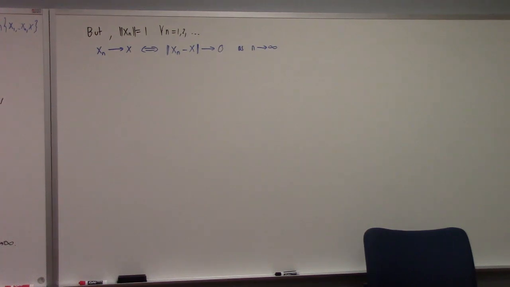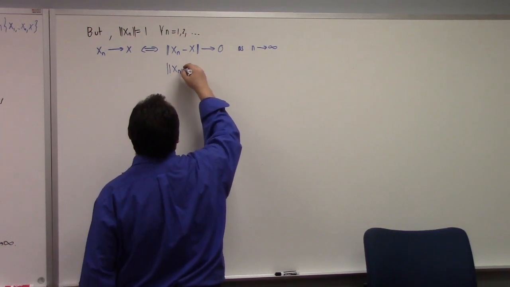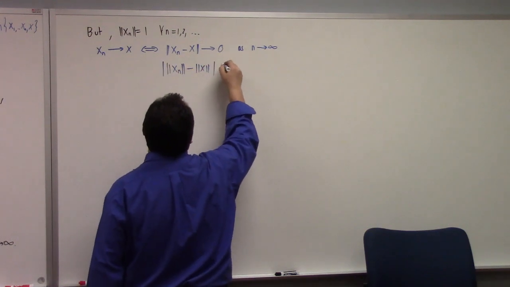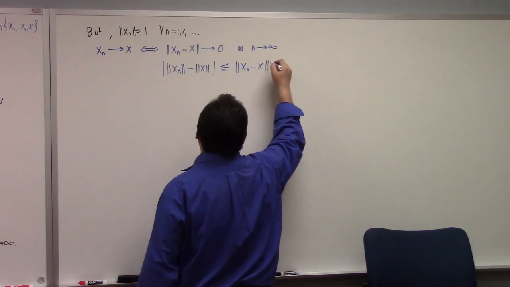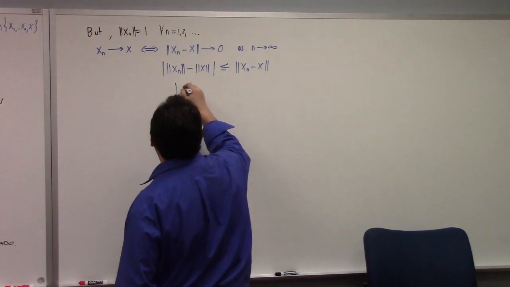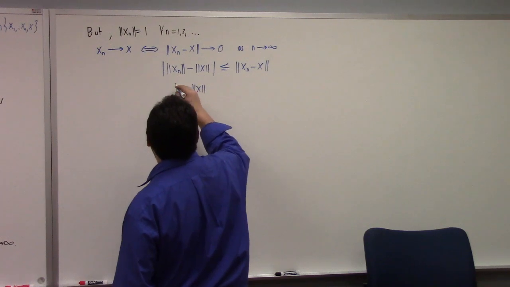What I'm saying is that if you use the triangle inequality, you get the norm of xn minus the norm of x is less than or equal to this. And well, we have 1. You substitute for 1, so this is 1 minus the norm of x, is less than.